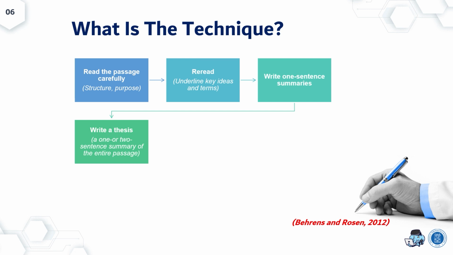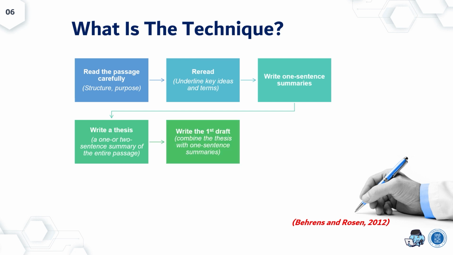After you write 1 sentence summary of each paragraph in the text, write a thesis. What is thesis? Thesis is a central idea of the passage. So here, it can be a 1 or 2 sentence summary of the entire passage, and it will be determined by the kind of text because different texts have different structure. If you have a descriptive passage, for example, it will be a description of the subject. And if you have persuasive text, you will find out the conclusion from the text.